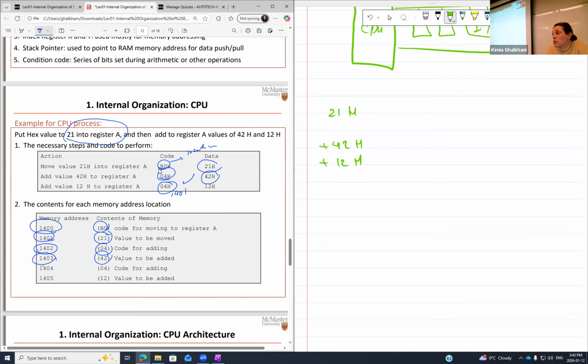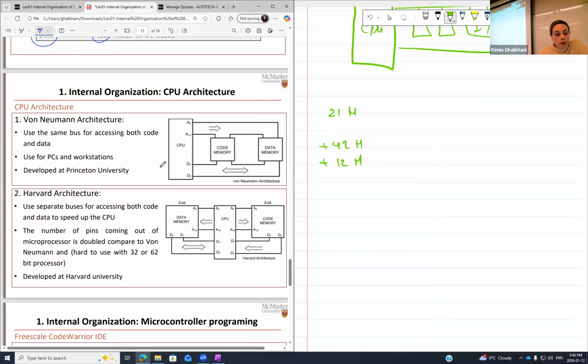And I'm not doing this manually. I just want you to understand what's going on inside the computer. This is what the compiler is going to do for us. Then I'm adding again 04. And then I add 04. I move to 1404. And then finally I add, the final result is going to be 12 being stored in location 1404. But still the code is 04H. This is what's happening inside the computer.